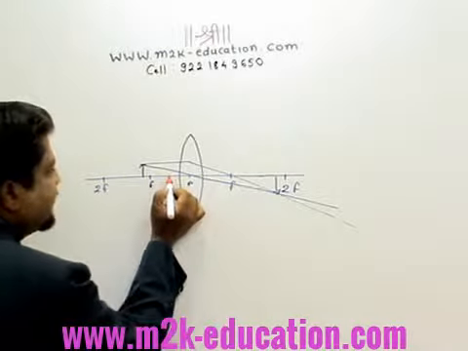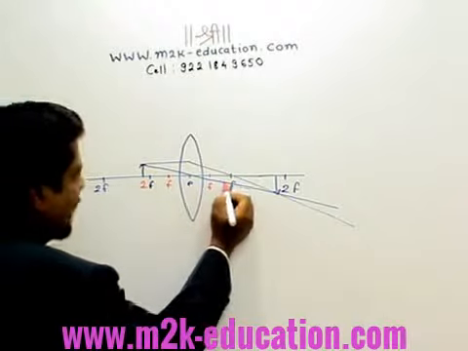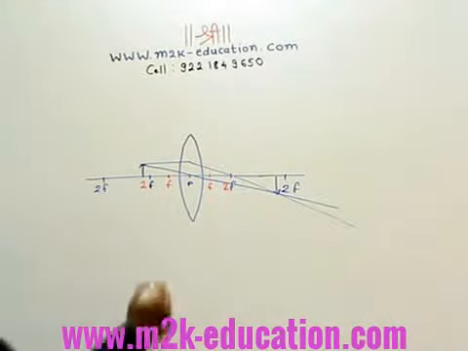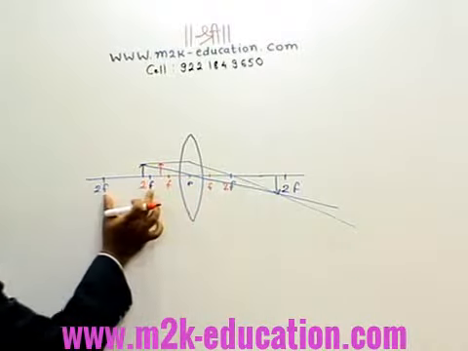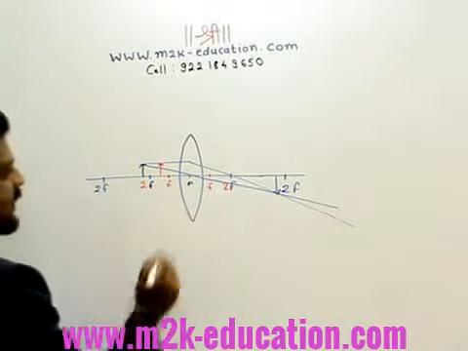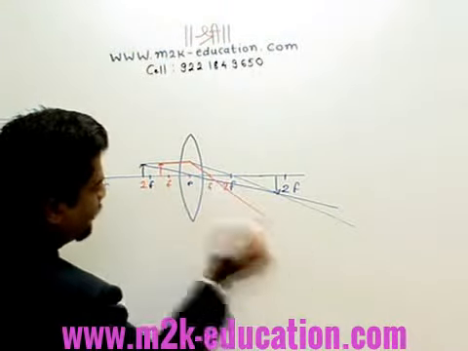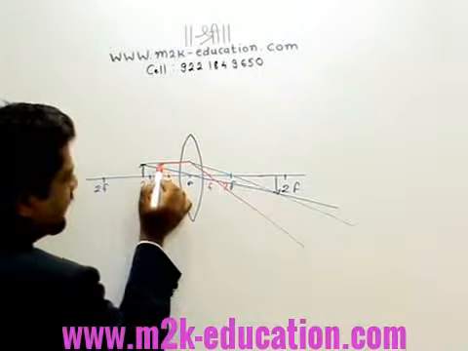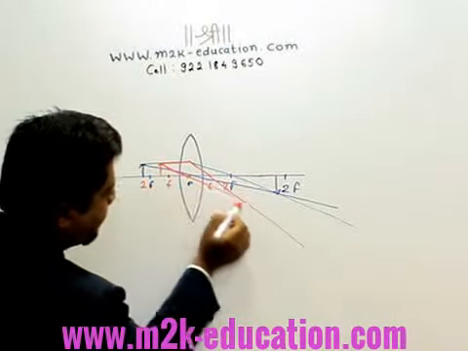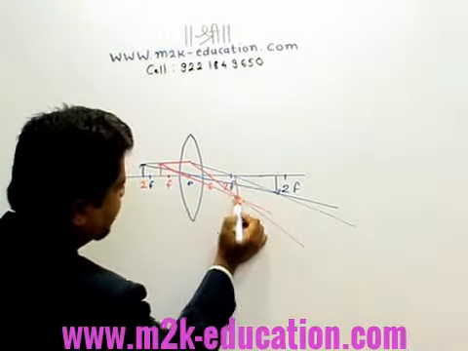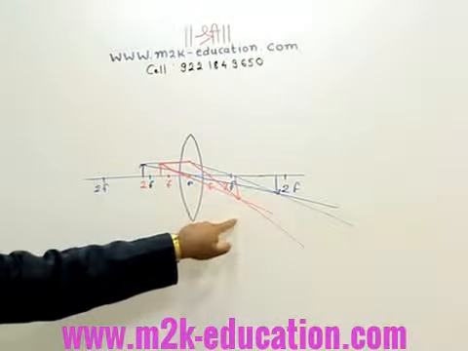Suppose this is the F, and now I am making 2F. This same object I am placing over here between F and 2F. As it is kept between F and 2F, the first radiation should pass through F this way. The second radiation should pass through P, and I am getting an image something like that. The drawing is not perfect, but the image is enlarged.